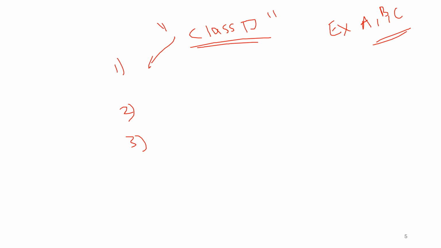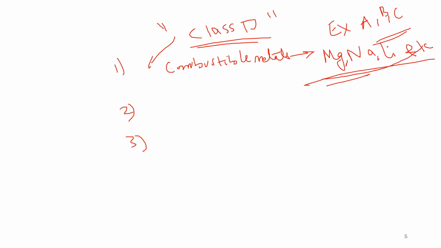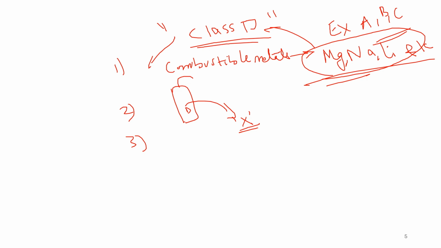Basically, Class D rated extinguishers are used on fires that involve combustible metals. Combustible metals include magnesium, sodium, lithium and potassium. So if you find these metals, then we need to use Class D rated fire extinguishers. And the second point is that Class D extinguishers do not have any numbers with these ratings.